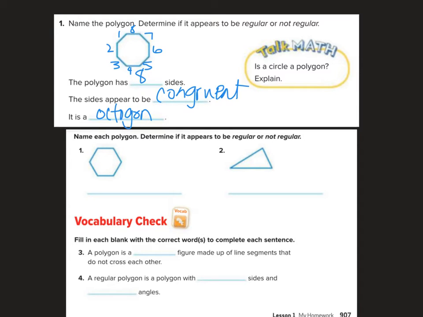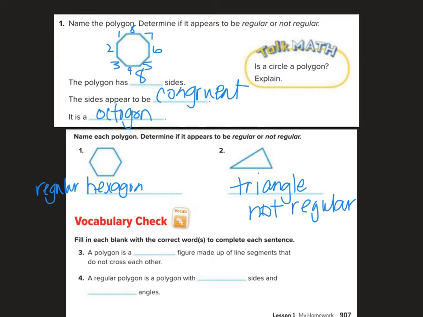Okay. This shape is a hexagon, 6 sides. Hexagon, and we just call it a regular hexagon. That's kind of what we call it. This is a triangle. 3 sides, triangle. This is not regular.